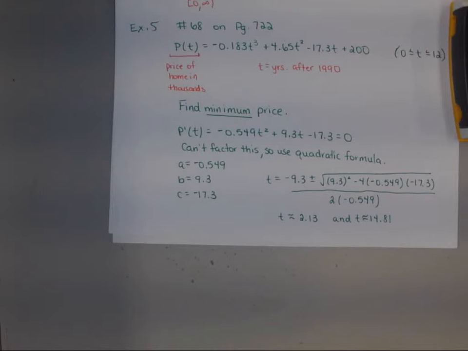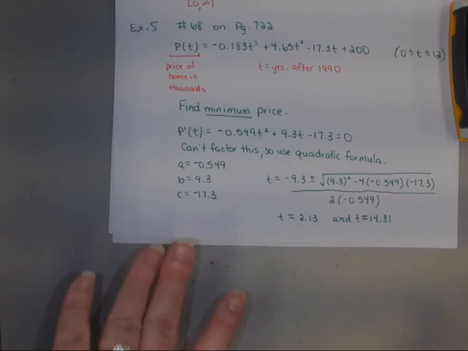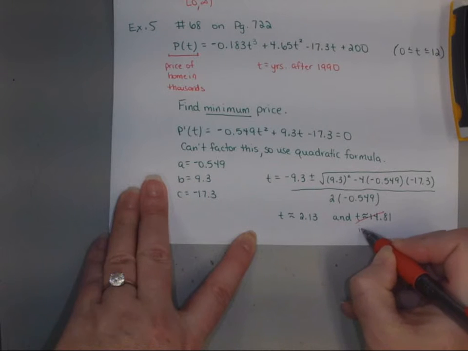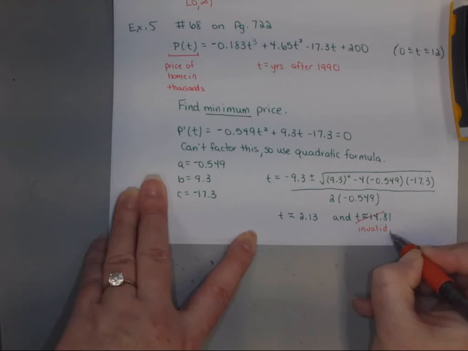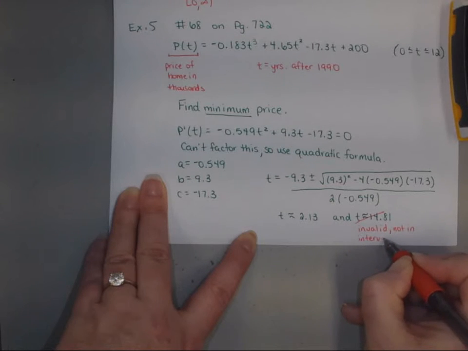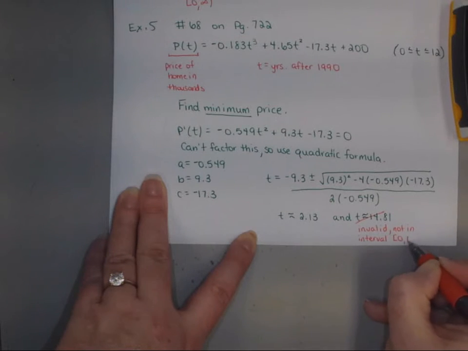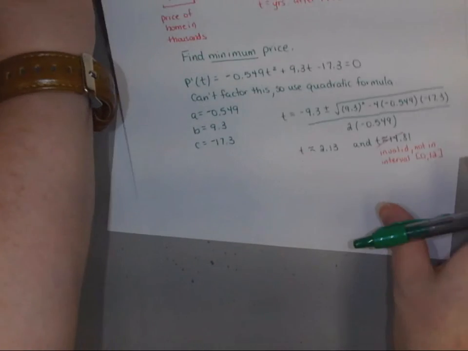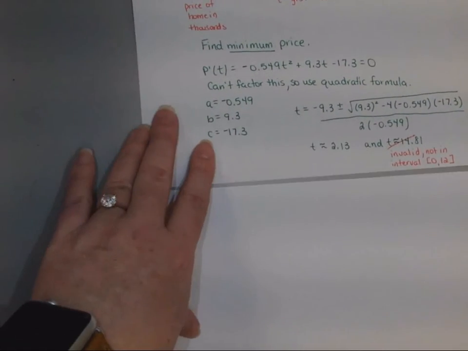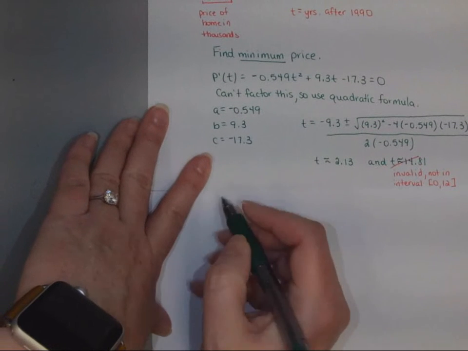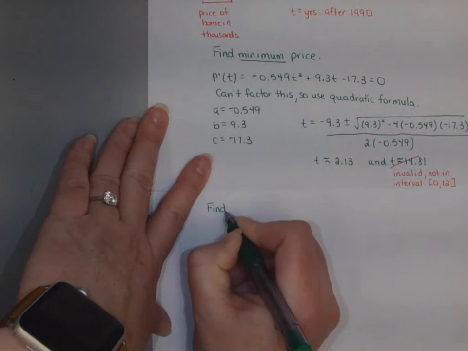Okay, so which one doesn't make sense for the interval we're looking at? This is a fine time, right? But it's not in our interval, so this is invalid. This is not in the interval from 0 to 12. So how many critical values do we have to test then? Well, one critical value to test, but how many values overall do we need to test? 3. So now we need to find the y's.